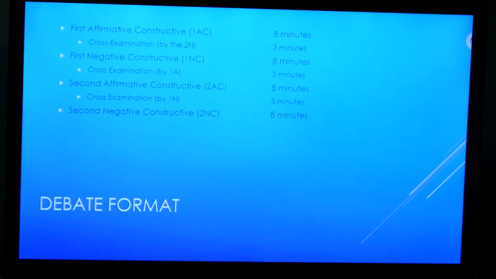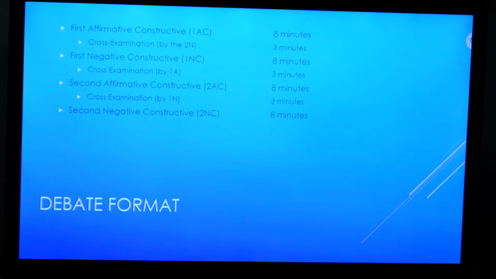And then you get into what's called the rebuttals. So what is the difference between a constructive and a rebuttal? Through the first part of the debate, all four speakers get to give a speech, and during those speeches, the affirmative is building all of their case, and the negative is building all of the arguments against that case.